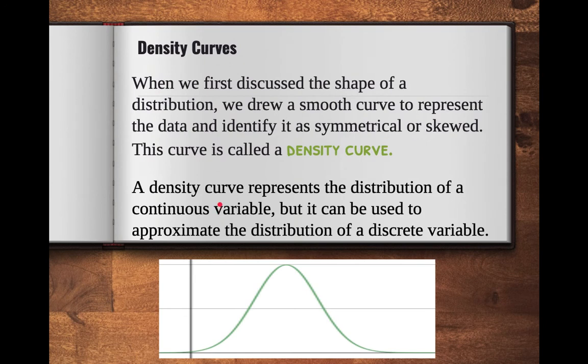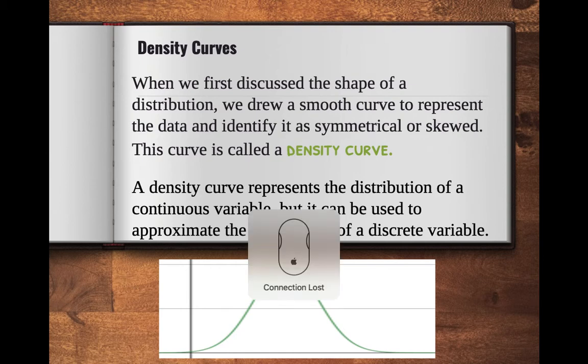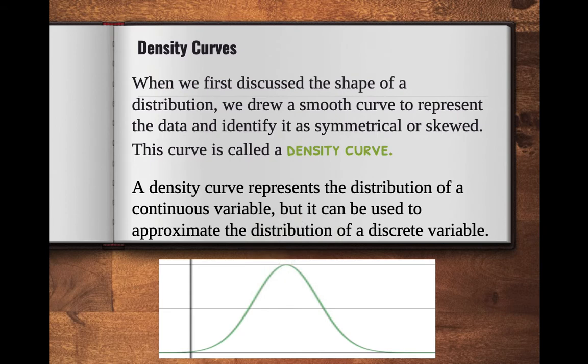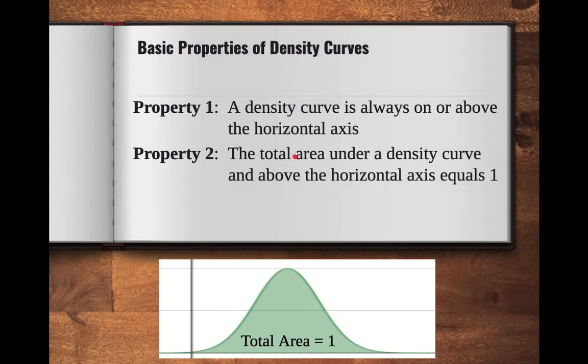Okay, so density curve. We kind of looked at this when we were looking at shapes of distributions back in chapter 2, I believe. We're talking about, is something symmetrical or is it skewed? We kind of drew this smooth curve to represent what the histogram looks like. The density curve is a smooth curve, so it's representing a continuous variable, but we can use it also to approximate a discrete variable, which is kind of nice.